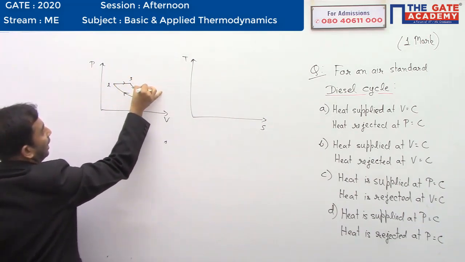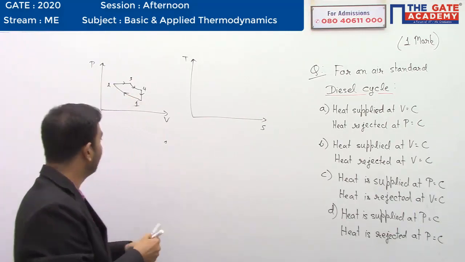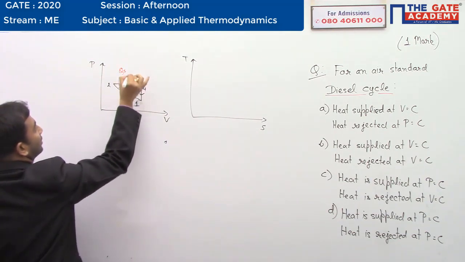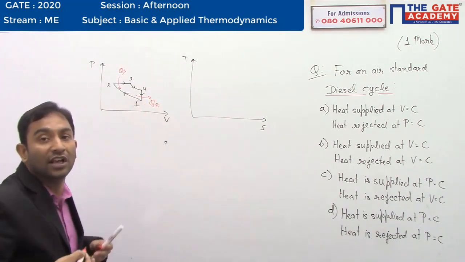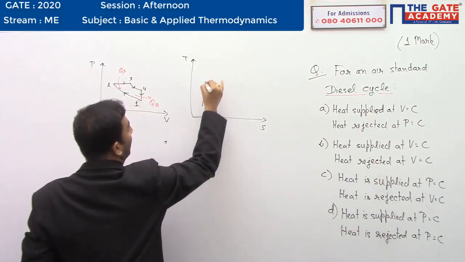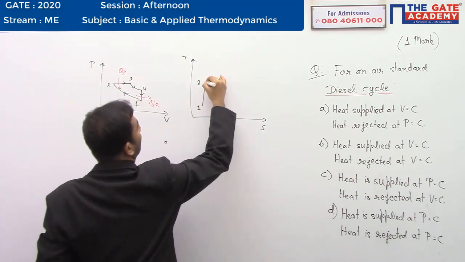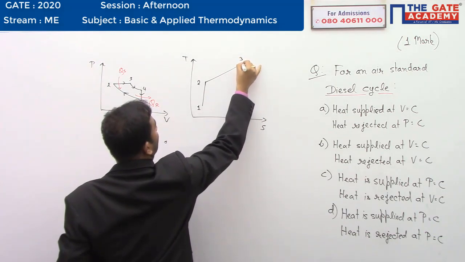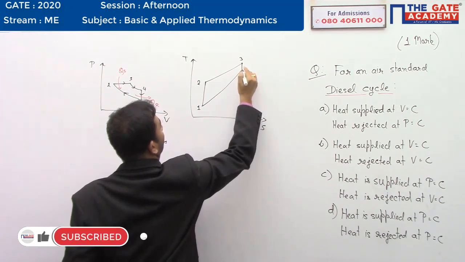3 and 4. So 3 to 4 is your heat supply process QS, and 4 to 1 is your heat rejection process QR. If I draw it on the TS diagram, I'll get the diagram something like this. 1 to 2 is again your isentropic compression. Then 2 to 3 is constant pressure heat addition, and 3 to 4 is constant volume heat rejection.